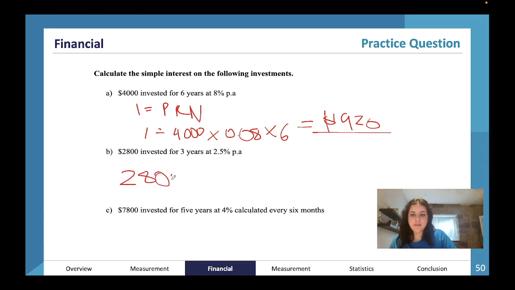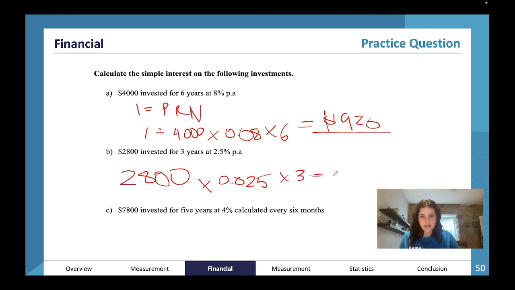$2,800 is our principal, invested for 3 years at 2.5%. So 2,800 times 0.025 times 3 years, we've earned $210. This shows you the difference between interest rates, 8% versus 2.5%. Now, this one's important to understand.